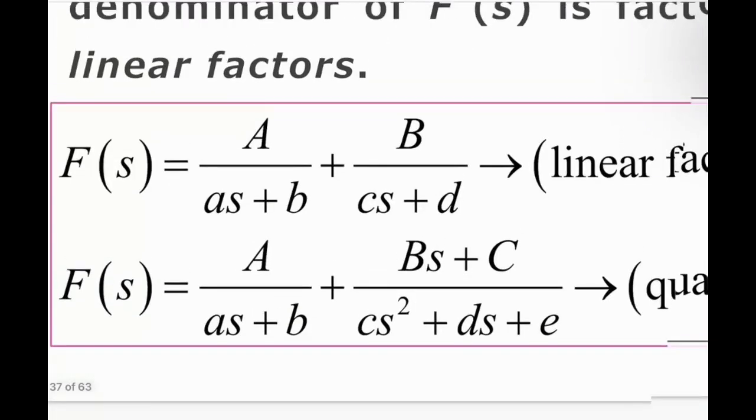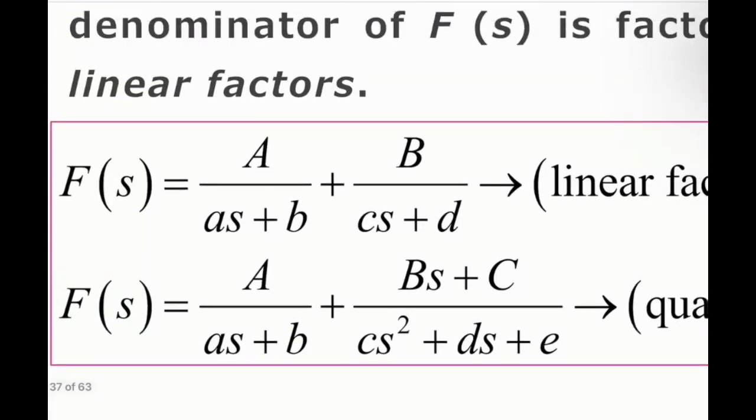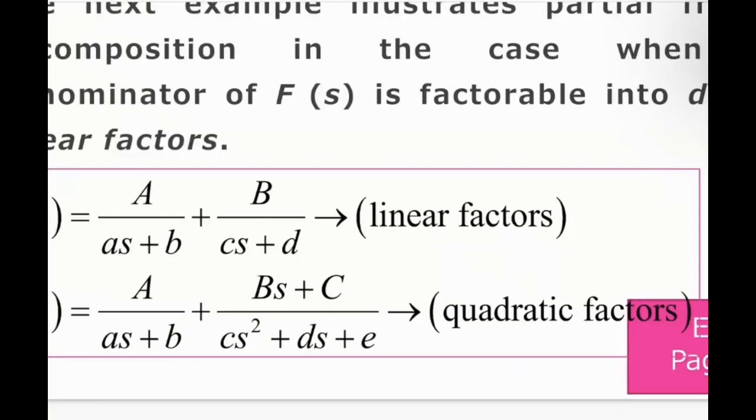If we have, for example, the second fraction here, A over as plus p, this fraction is okay because this is a linear factor where s is to the power 1. And for the second fraction here, the highest power is 2. So the numerator must be linear, one degree less. So Bs plus C. We want to convert our fraction into this type of form. So this is called a quadratic factor.